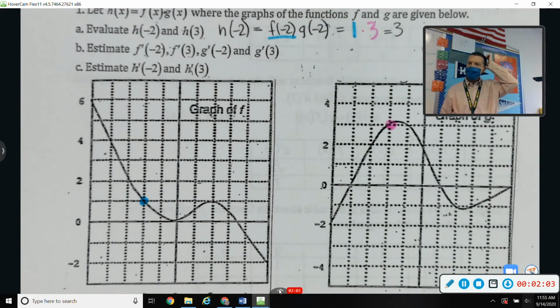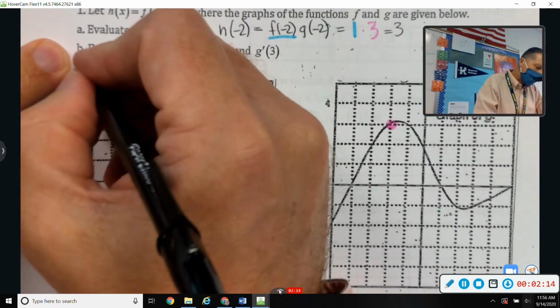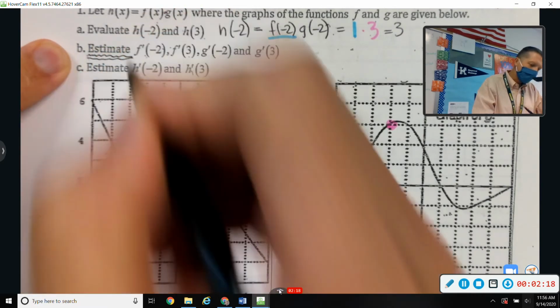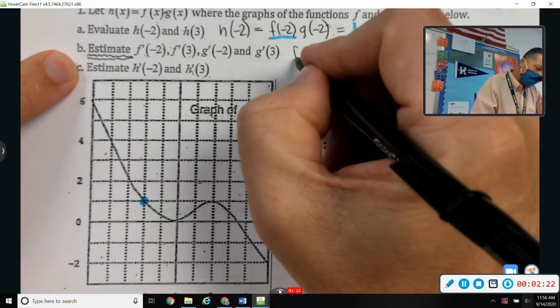Not really a big deal, but we don't spend a lot of time evaluating functions from graphs. Most of the time we're evaluating functions from equations. All right, estimate as opposed to evaluate. That must mean that our answer won't be exact. We'll see why that is in a minute. F prime at negative 2.